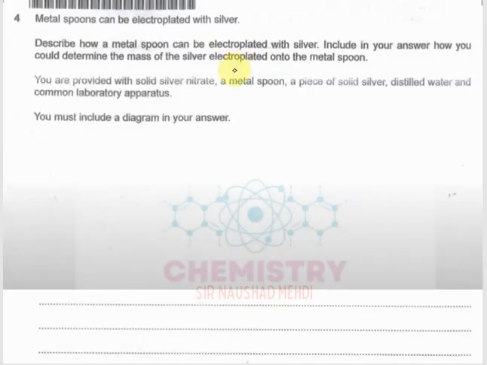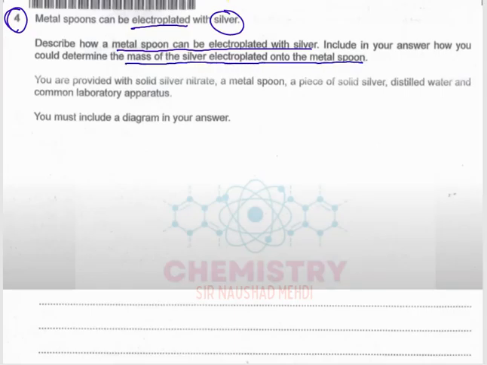Okay, alright. So now this is the last question, and this last question is the planning question, and you have to plan an experiment according to the scenario given in the question. So let's solve it. Metal spoons can be electroplated with silver. Describe how a metal spoon can be electroplated with silver. So basically this question is from the topic of electroplating. Include in your answer how you could determine the mass of the silver electroplated on the metal spoon.